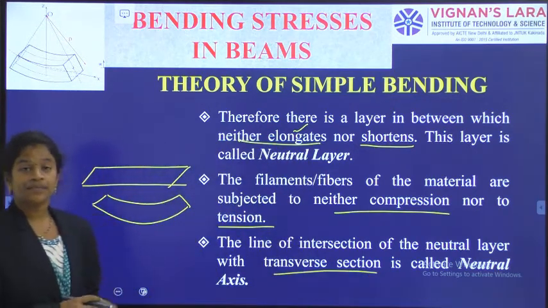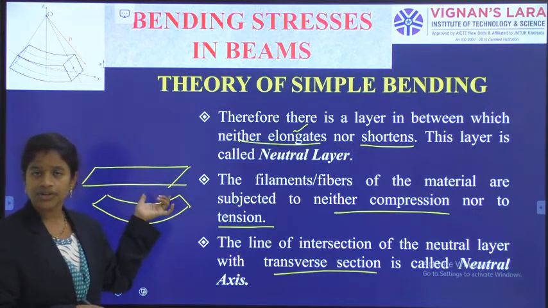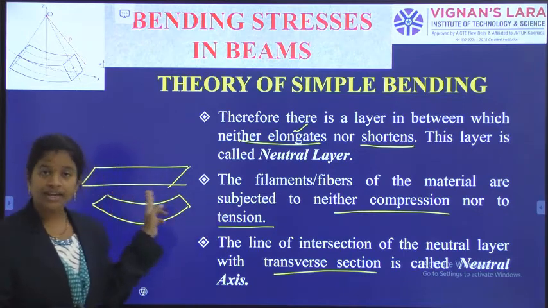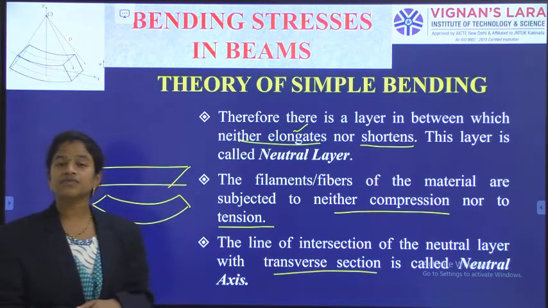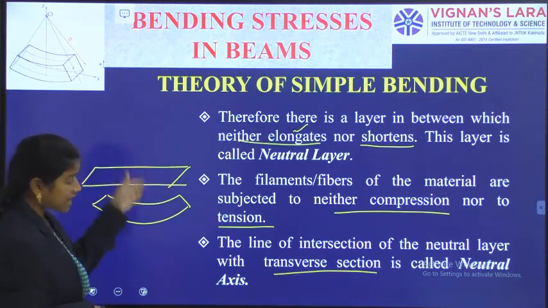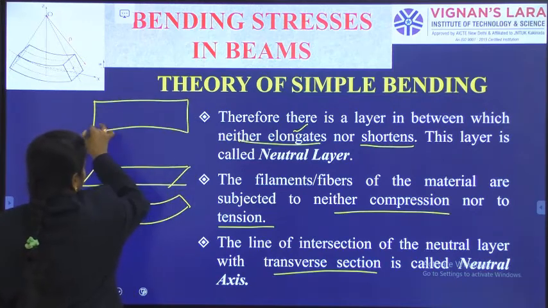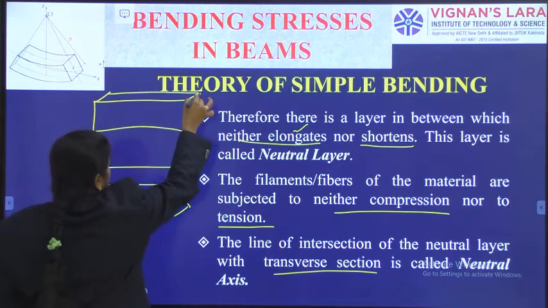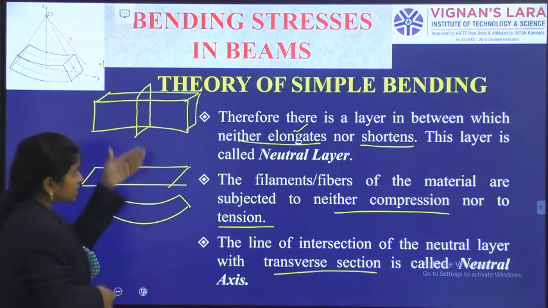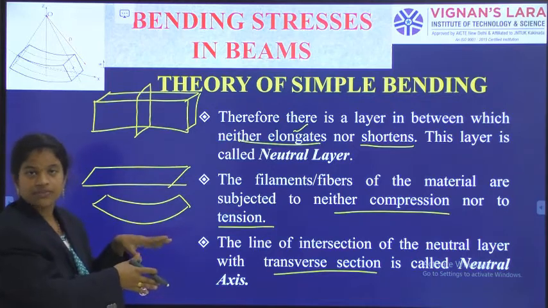Okay. The line of intersection of this neutral layer with the transverse section. So, I have mentioned this is a neutral layer. Now, the line of intersection of the neutral layer with the transverse section. Transverse section means simply like a knife. Imagine, when one knife is cutting this overall beam, with this we are cutting. Okay. So, some transverse section I am observing.